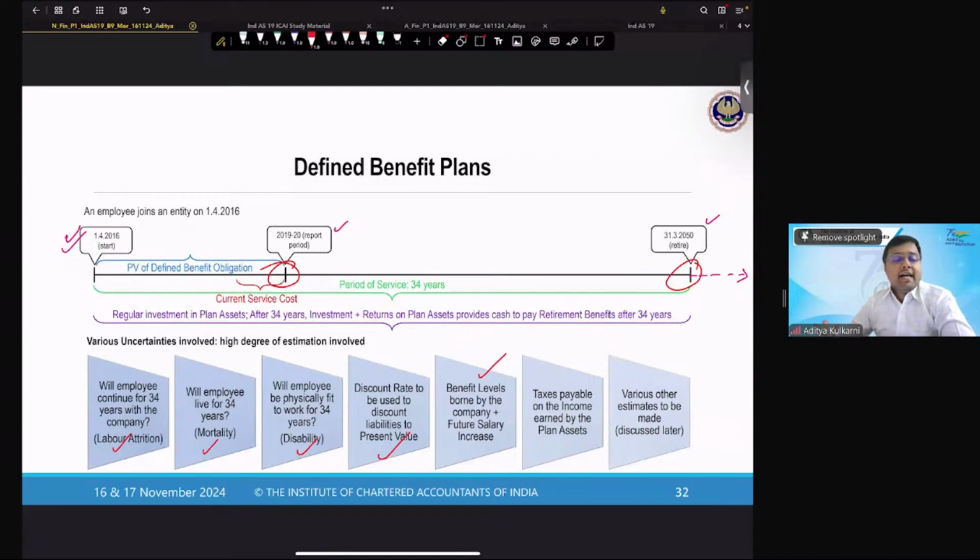I assume he will retire on 31st March 50, but I should have cash also. So that cash, I will put it in some assets, and those assets are giving me some income, and that income will be subjected to income tax. So can I estimate that with certainty? Answer is again no. भाई मुझे क्या पता कौन कितना देगा? Various other estimates are to be made, which is discussed later. So are you able to understand the complexities that are there? Yes, sir. What is certain in this particular scenario?